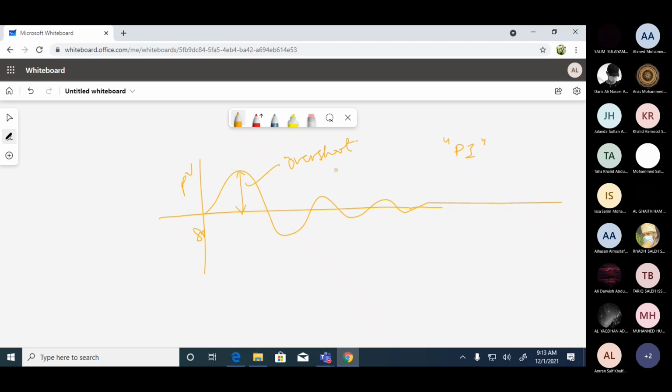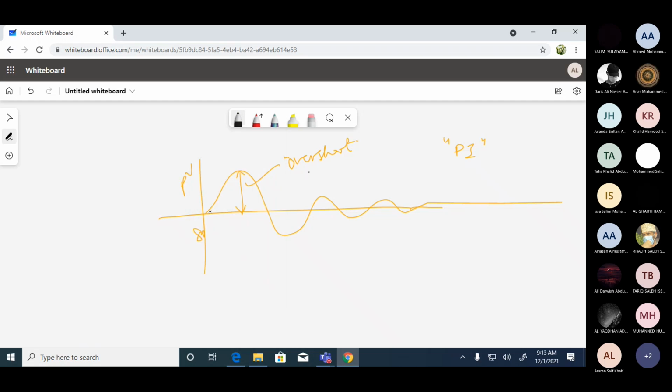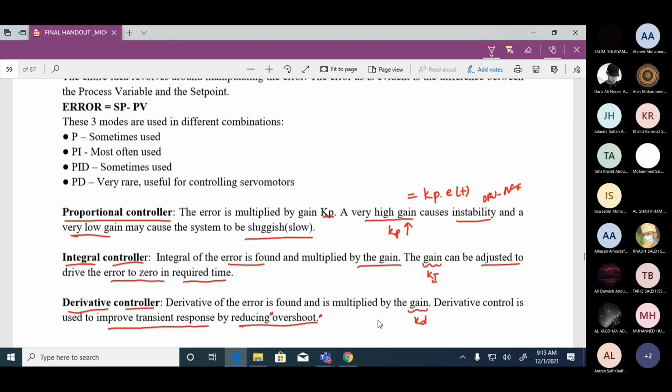You don't want overshoot. But instead, if I'm going to use a PID controller, then what you will notice is that it is going to settle down faster with less overshoot. The overshoot is small. So this is the PID controller, and this is only the PI, only PI. So that is the advantage of using these three controllers.